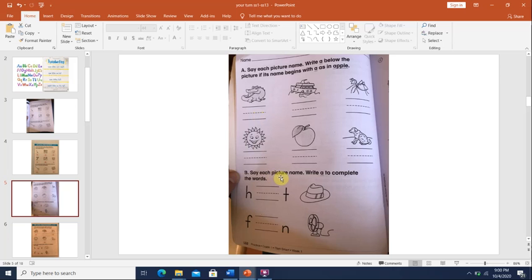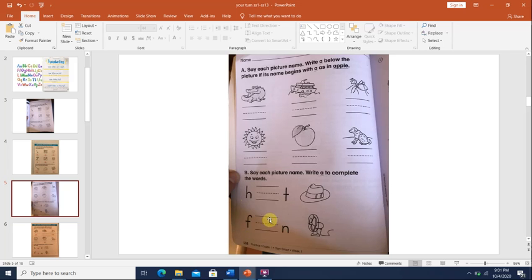Okay, here it says draw each picture name, write a to complete the words. So we'll be writing the a in the middle. Here you'll hear the a sound in the middle. If we put a here, let's read the word: hat, hat. Okay? Even without the picture, even if you cover the picture, and if you try to read it, hat.